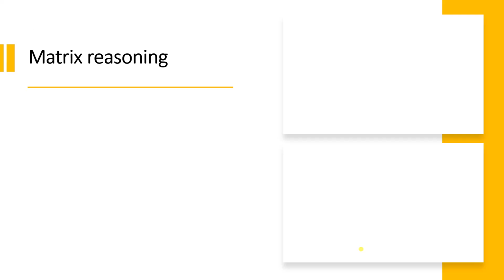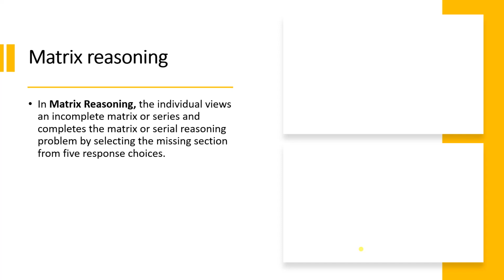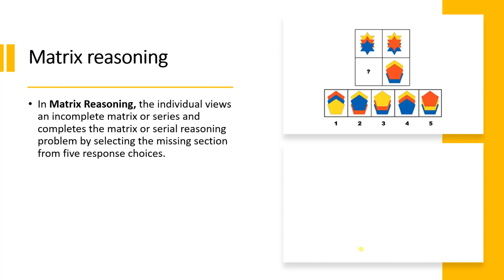The next test in the perceptual reasoning scale is matrix reasoning. In this, the individual views an incomplete matrix or a series, and he or she is required to complete the matrix or the serial reasoning problem by selecting the missing section from five response choices. It will be more clear with this example. For example, you can see that this is a series and this portion is missing, and the participant has to choose one.